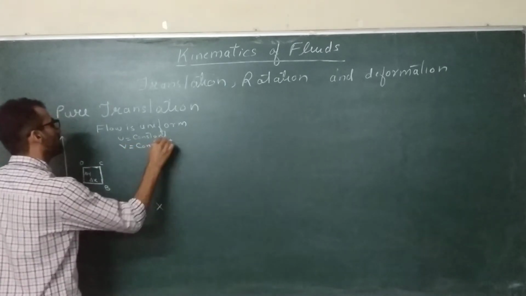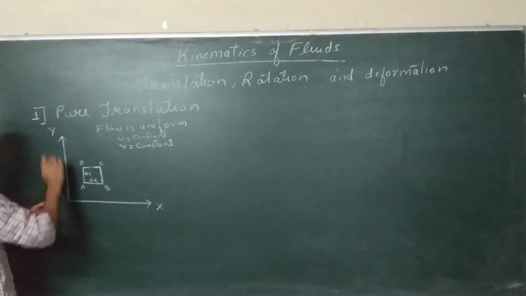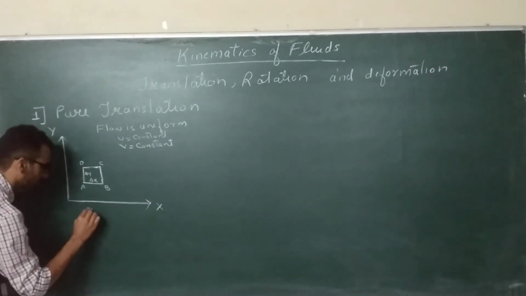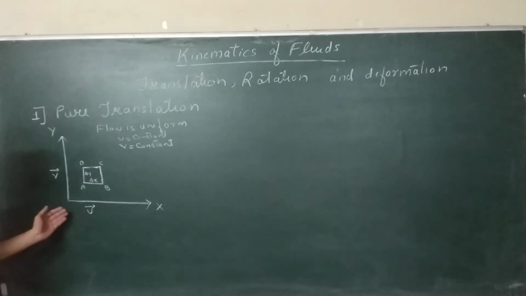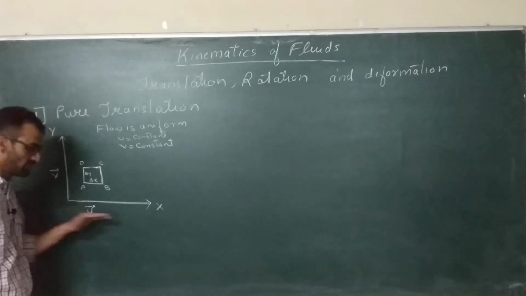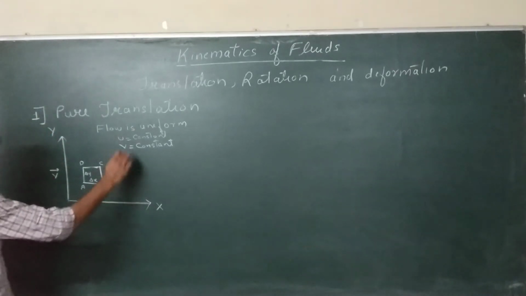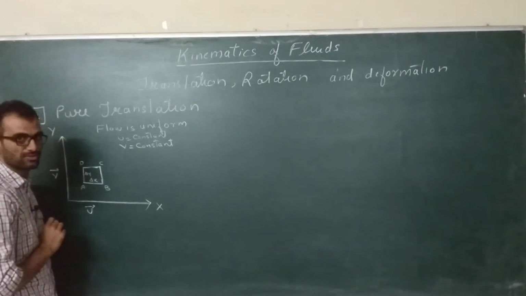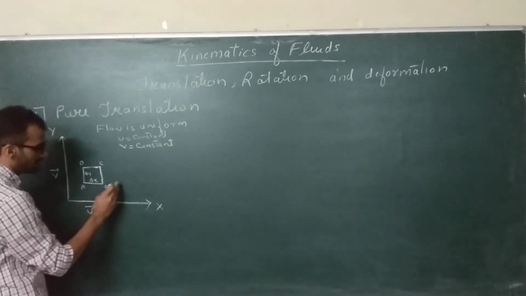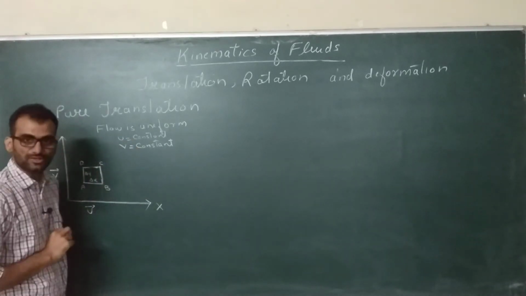Okay, what are U and V? U is the velocity component in x direction, V is the velocity component in y direction. I'll just write it here. U is the velocity component in this direction, and V is the velocity component in this direction. Now both U and V are constant, so they are not a function of space. If you change the x coordinate or y coordinate, both U and V are not going to change.